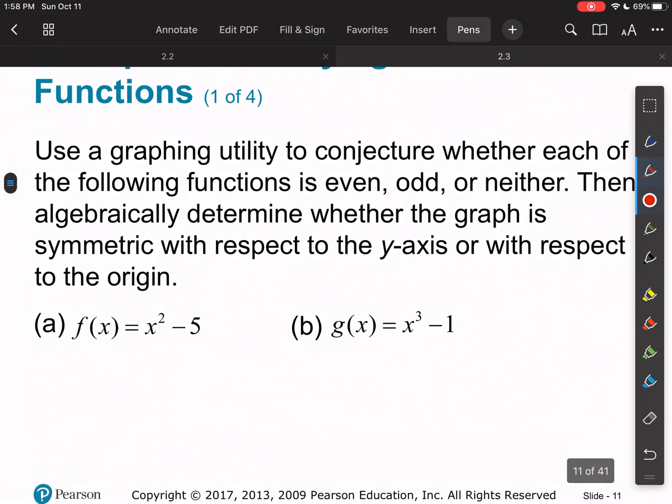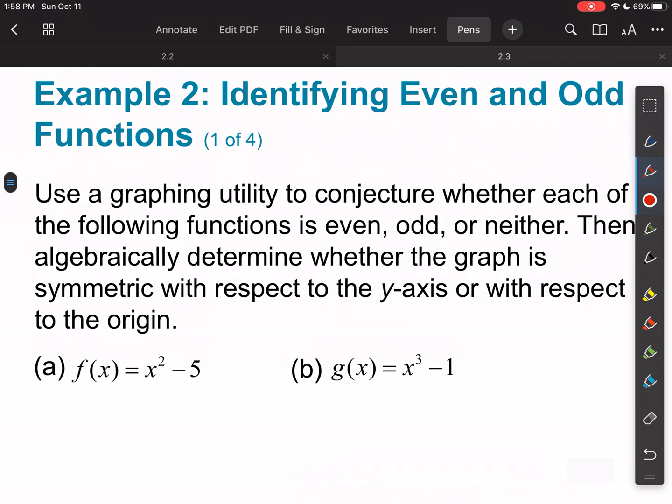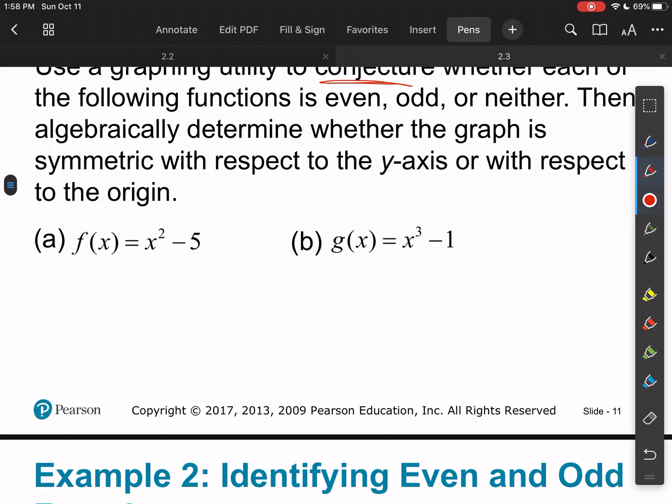Objective 2 is identifying even and odd functions from an equation. It says use a graphing utility to conjecture first. So it says basically make a guess, like look at the picture and make a guess, then algebraically determine whether the graph is symmetric with respect to the y-axis or with respect to the origin. Basically what they want you to do is plug in the negative x value and see what you get out, right?